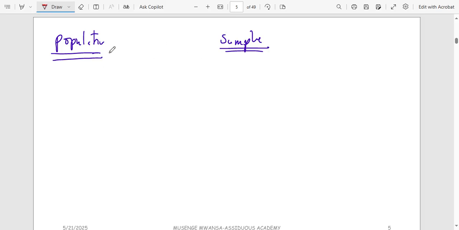So, some things that you need to pay attention to. For a population, we have got something that we call a parameter. And when we come to a sample, these parameters, we are going to say they are statistics.